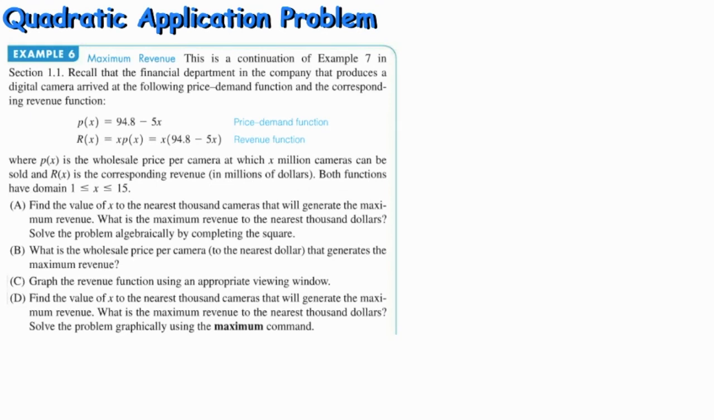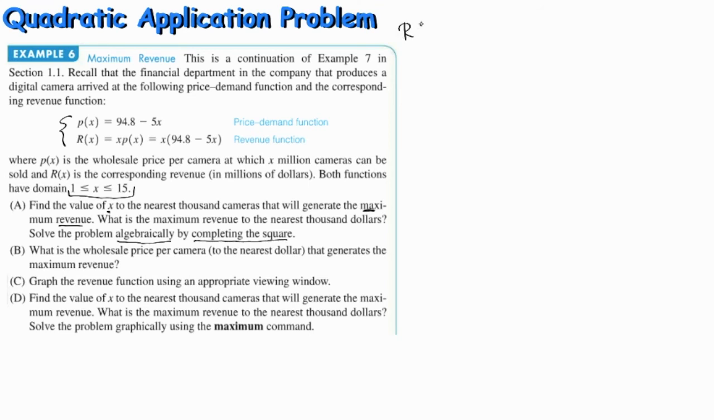But here is the graph that represents this linear system of equations for our supply and demand curves. So here's example 6. It is a quadratic application problem. So this is a continuation from section 1.1. We were given these price demand functions and revenue functions, and the domain was from 1 to 15, including the endpoints. Part A asks that we find the value of x to the nearest 1,000 cameras that will generate the max revenue.